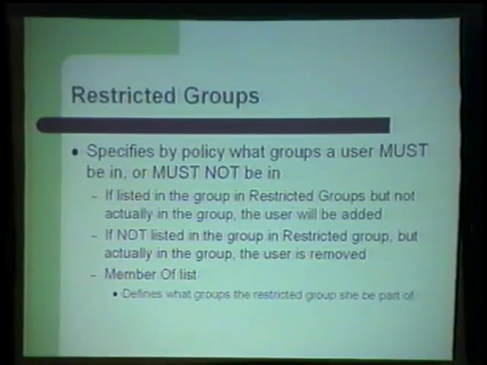Which means that it'll actually check the group and compare it against the restricted group. And if it finds one that's not supposed to be in there, or that is not in there when it's supposed to be, it will take that action of either removing or adding it. This is great for the administrators group because if somebody figures out how to make privilege escalations and adds themselves to the administrators group, this gets run and yanks them back out of it. And the last thing it does is define what groups the restricted group should be part of.